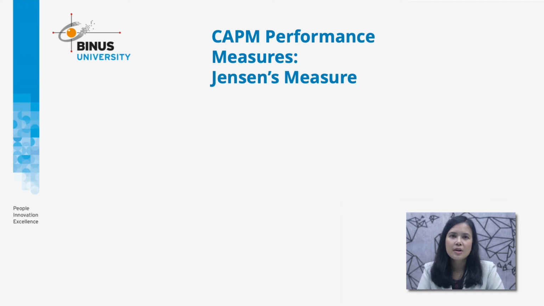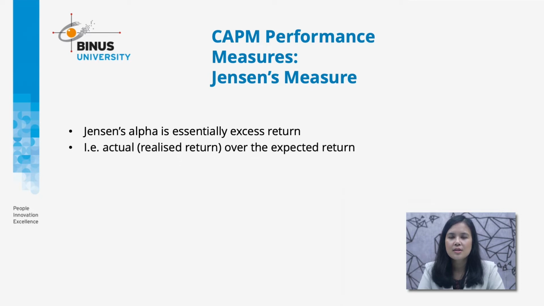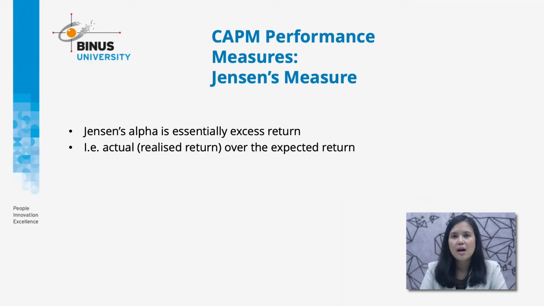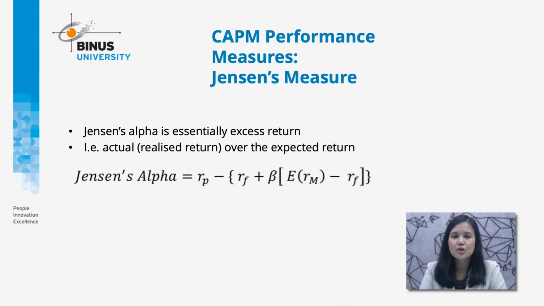Next, Jensen's measure. The Jensen's measure, or Jensen's alpha, is a risk-adjusted performance measure that represents the average return on a portfolio or investment, above or below that predicted by the capital asset pricing model, given the portfolio or investment's beta and average market return. This metric is also commonly referred to as simply alpha. So, Jensen's alpha is essentially excess return, or actual realized return over the expected return.